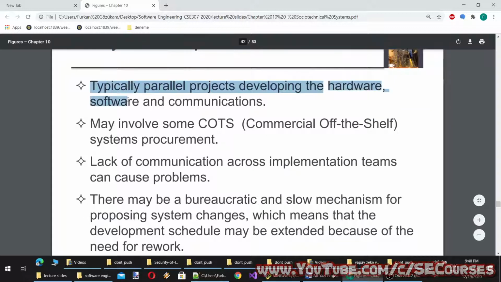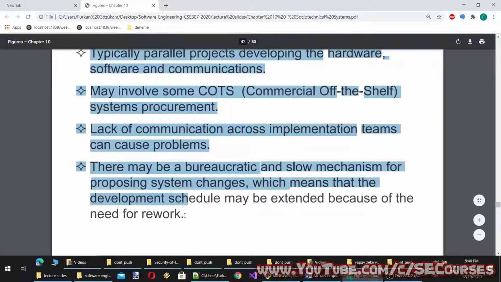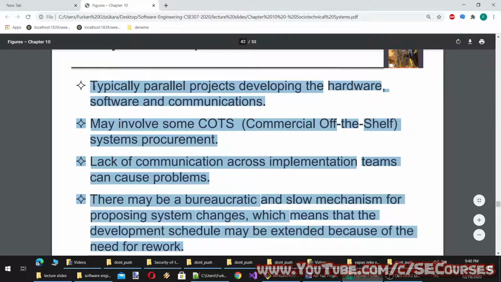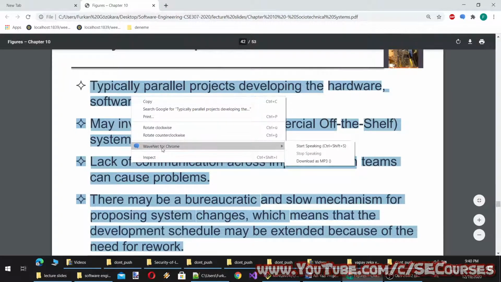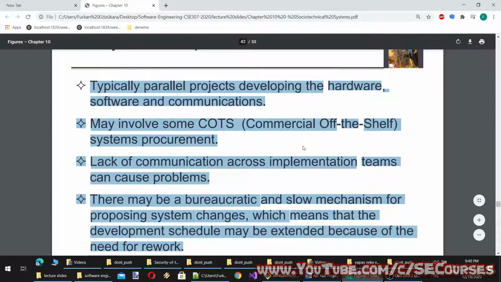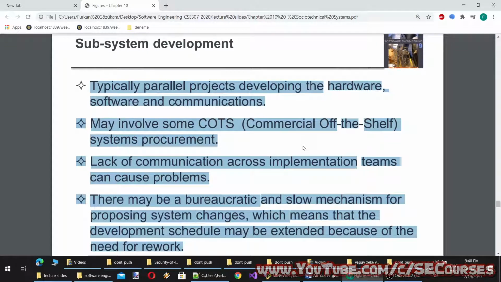Subsystem development. Typically there are parallel projects developing the hardware, software and communications, which may involve some COTS, commercial off-the-shelf systems procurement. Lack of communication across implementation teams can cause problems. There may be a bureaucratic and slow mechanism for proposing system changes, which means that the development schedule may be extended because of the need for rework.